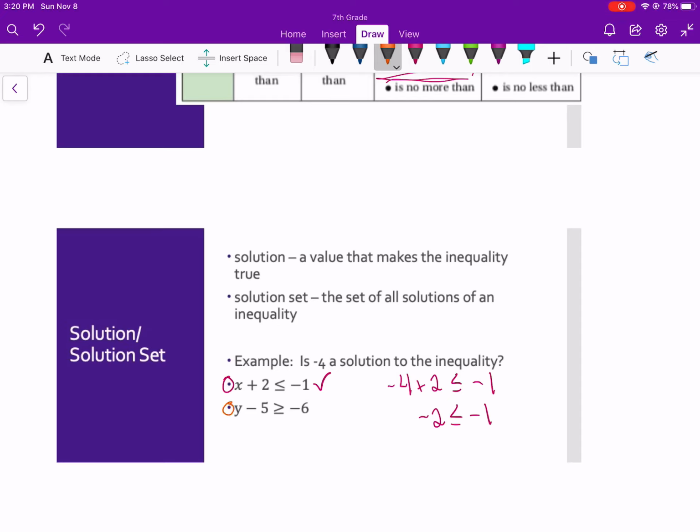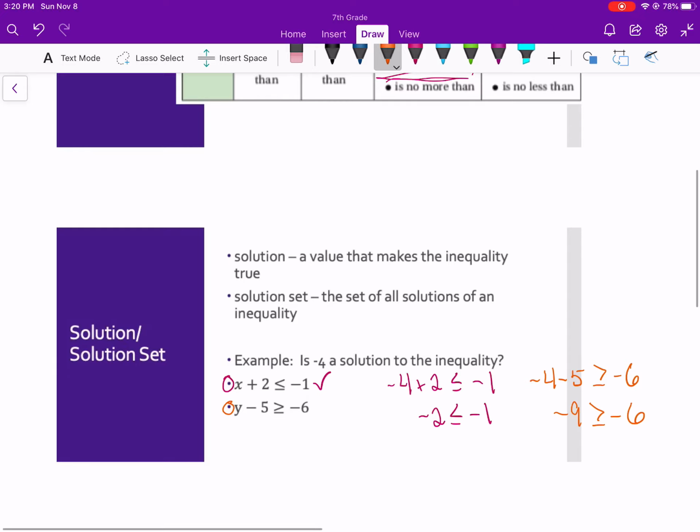Looking at the next one, same thing, let's plug it in. So -4 minus 5 greater than or equal to -6. -9 is greater than or equal to -6. Now that's a false statement because -9 is not greater than or equal to -6, so it is not a solution to that second inequality.